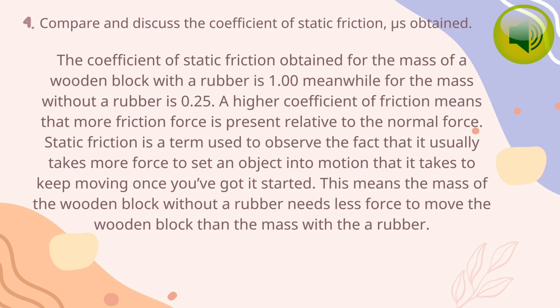The coefficient of static friction obtained for the wooden block with rubber is 1. Meanwhile, for the one without rubber it is 0.25. A higher coefficient of friction means that more friction force is present relative to the normal force. Static friction is a term used to observe the fact that it usually takes more force to set an object into motion than it takes to keep it moving once you have got it started. This means the wooden block without rubber needs less force to move than the one with rubber.